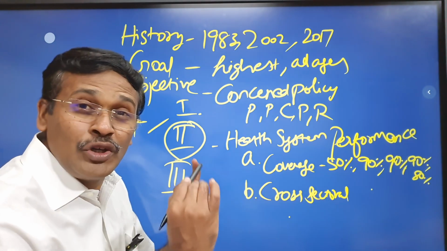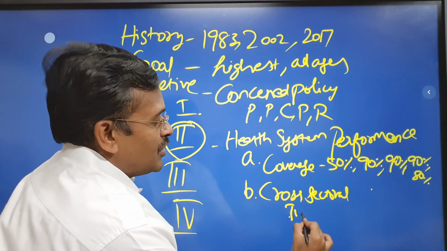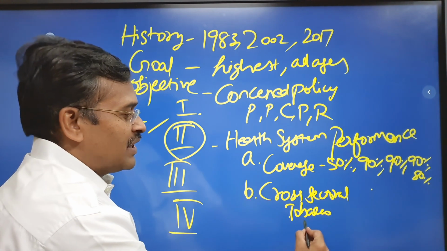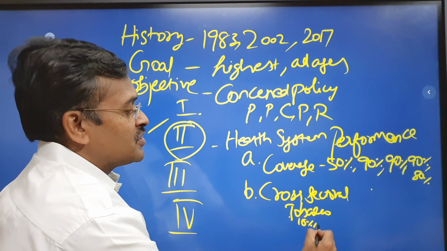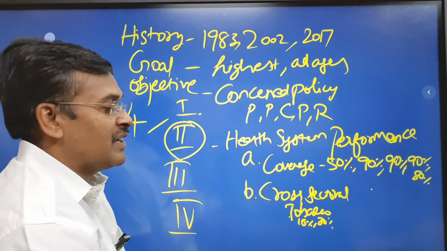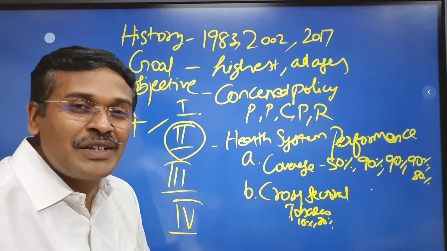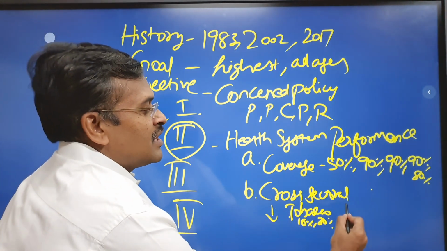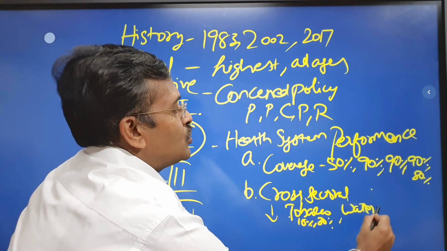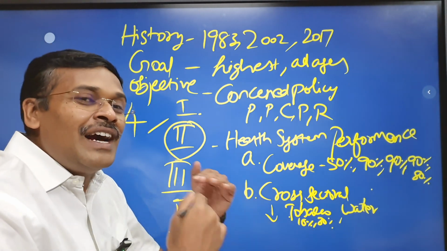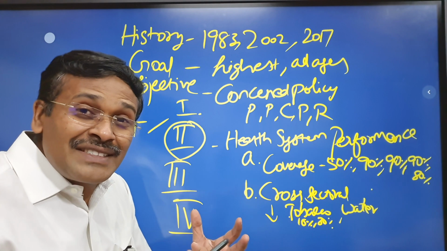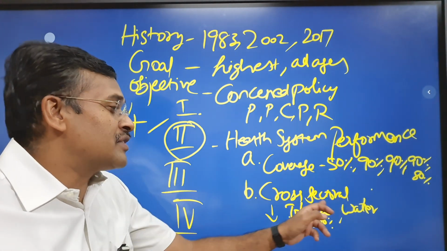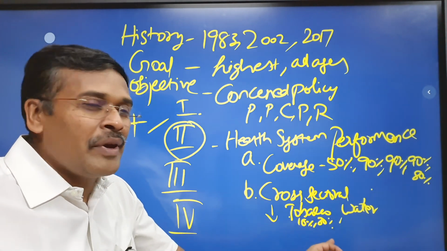For example, tobacco use. Tobacco is not a disease. So tobacco use should be reduced by 30% by the year 2025, and 15% by the year 2020. So first one is tobacco reduction. Next one is water. We would like to ensure that by the year 2025, all the people have access to safe water and sanitation. So this is also indirectly related to health, cross-sectoral goal: tobacco, water.